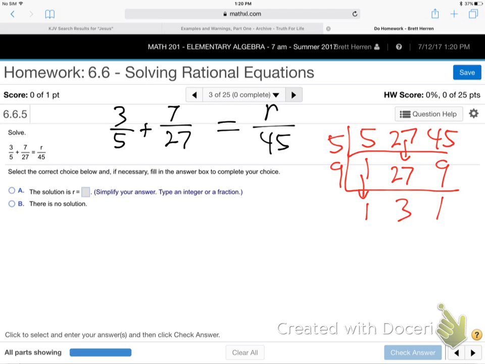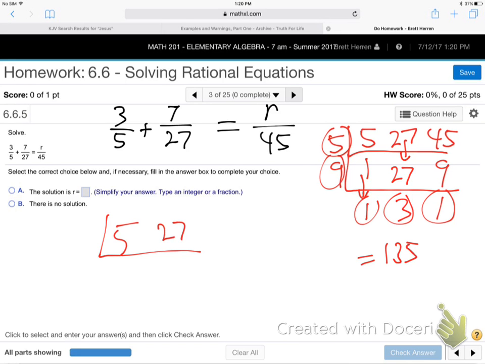Is that good? Questions on that one? We're not done yet. So what's the common denominator then? 135. Yeah, you multiply 5 times 9 times 1 times 3 times 1. Is that always 135? By the way, I'll do it real quick. You could have done it the other way.